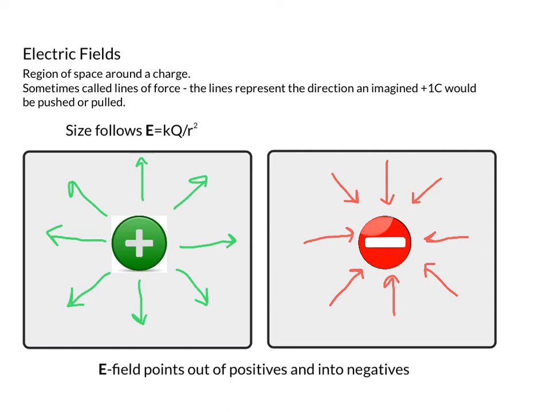We have an equation for electric field. It's up here. Electric field is related to the magnitude of the charge. We notate charge with the short form Q. It's going to be in the units of coulombs and divided by r squared, where r is the distance away from the charge. That'll be in meters.